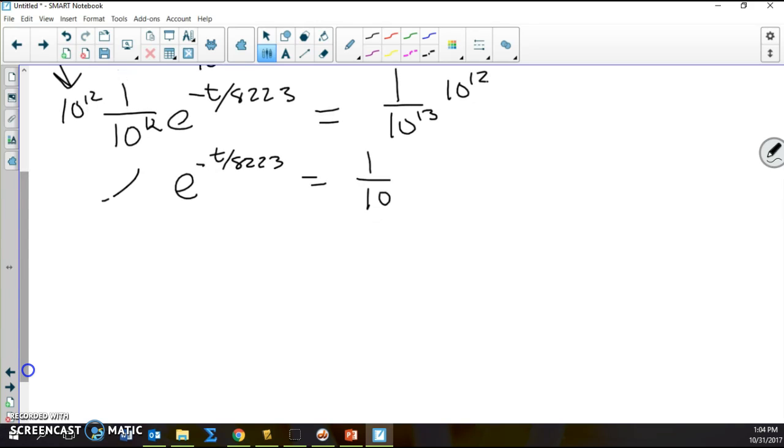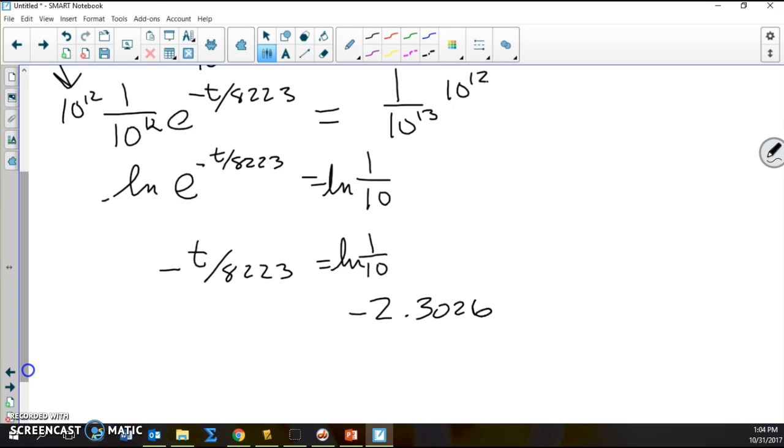We're going to take the natural log. Natural log of e leaves that exponent: negative t over 8,223 is equal to 1 over 10. Taking the natural log of both sides, we get the natural log of 1/10 on the right, which gives us negative 2.3026. And on the left, we still have our ratio, negative t over 8,223.